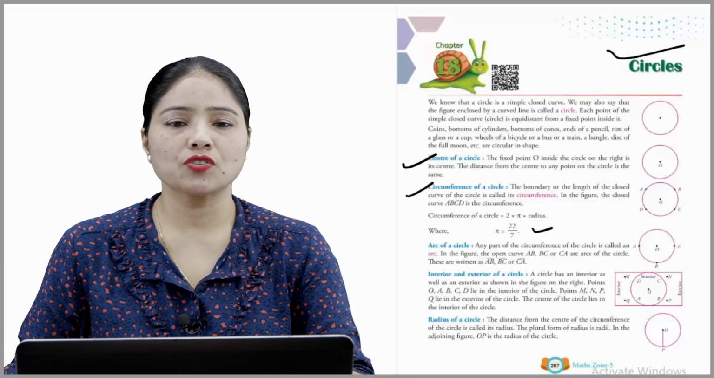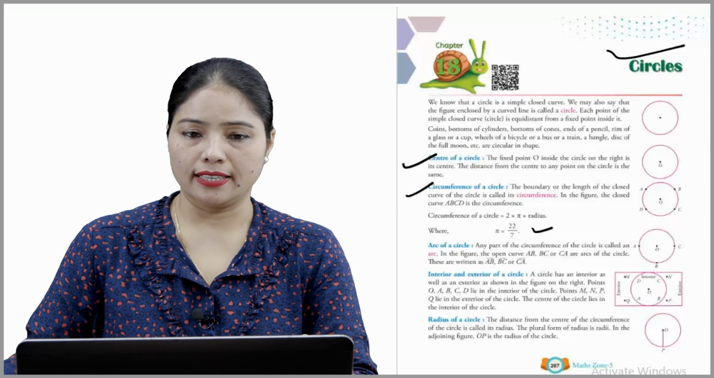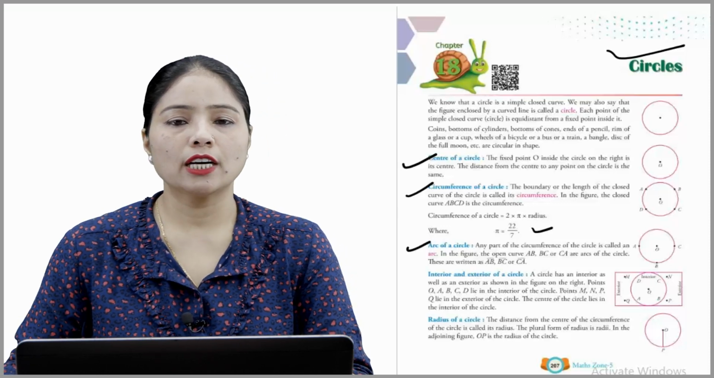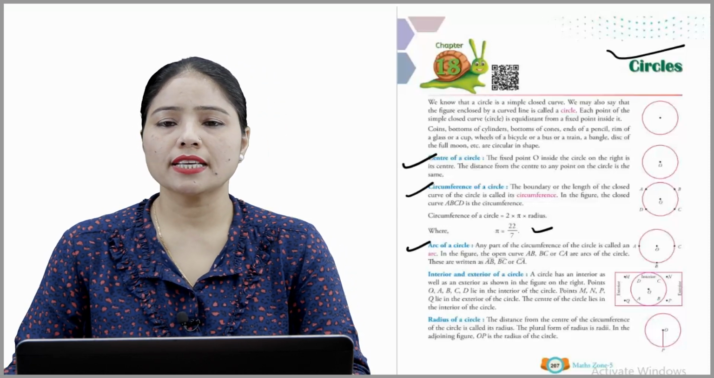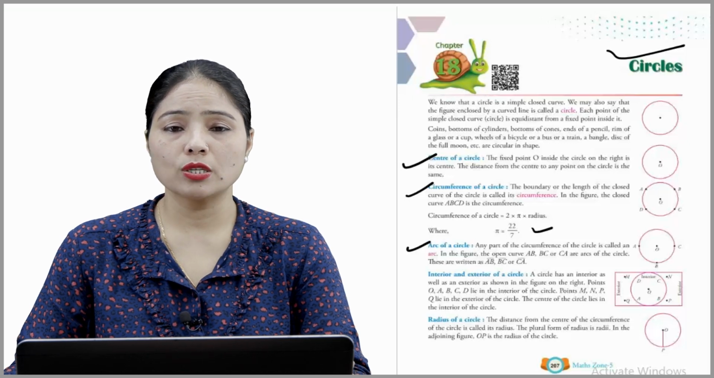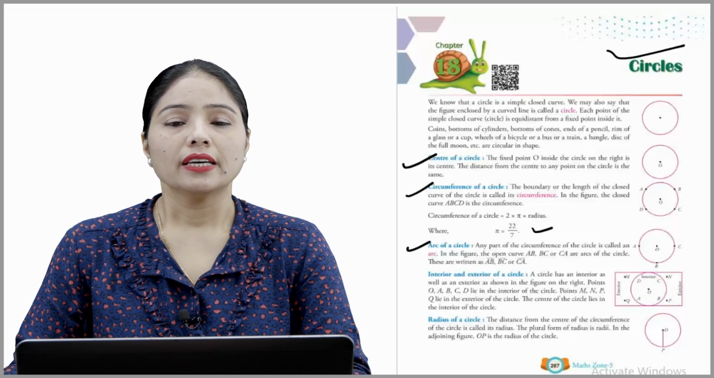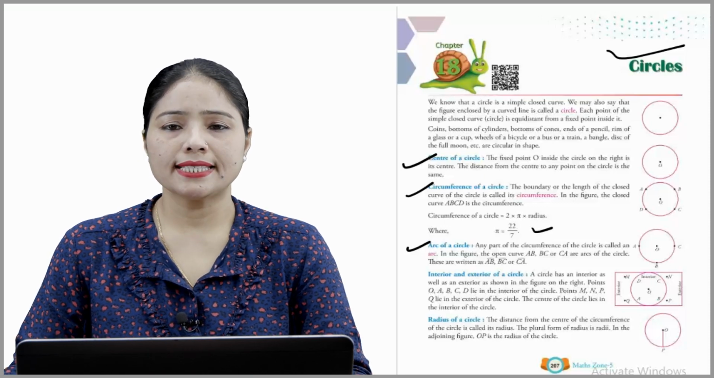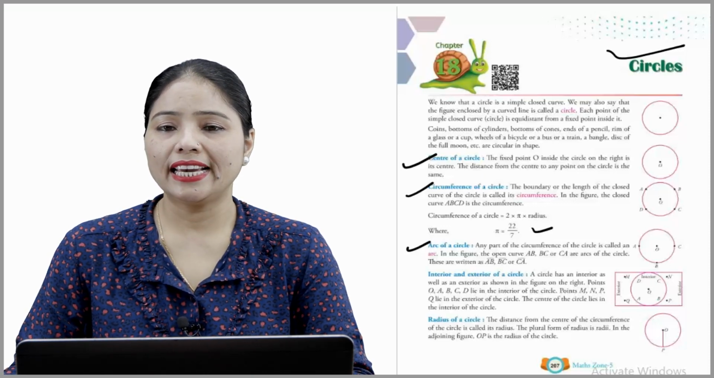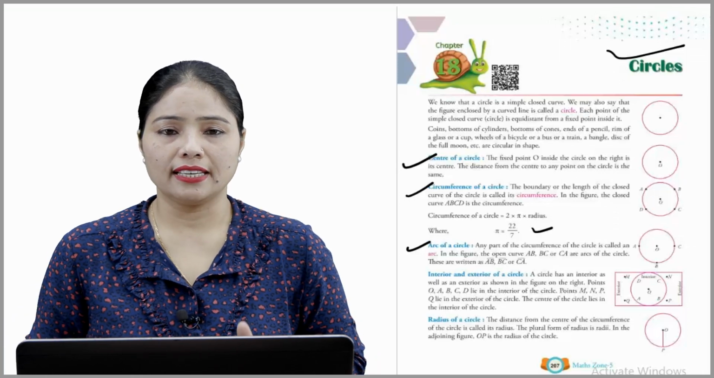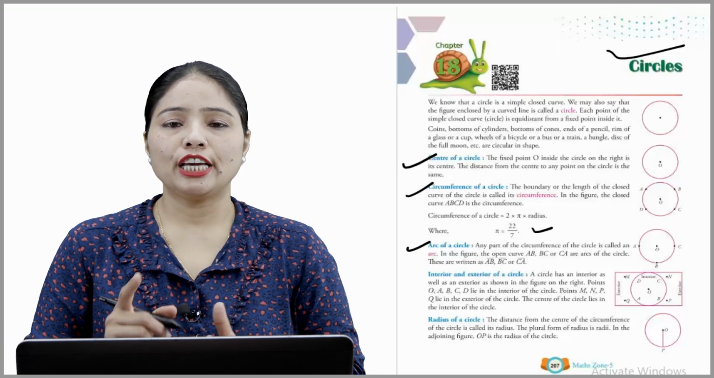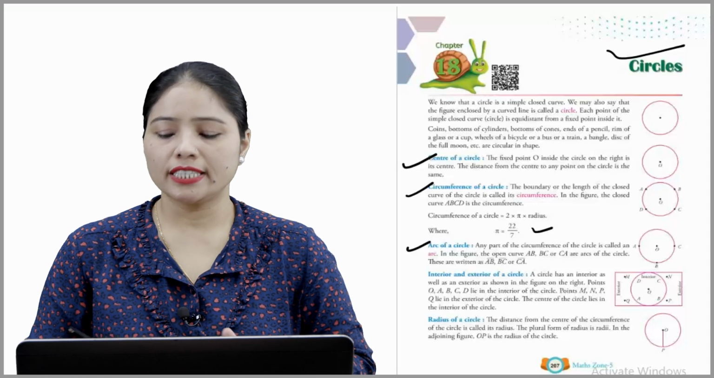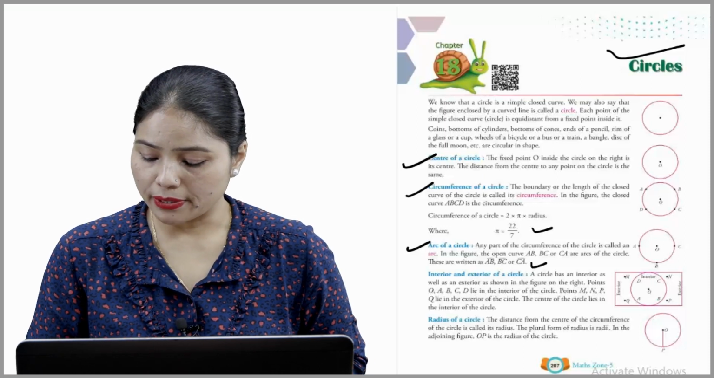Okay. Now just read about arc of a circle. अब arc of a circle क्या होता है? Any part of the circumference of the circle is called an arc. In the figure, the open curves AB, BC or CA are the arcs of the circle. These are written AB, BC or CA in that way beta.